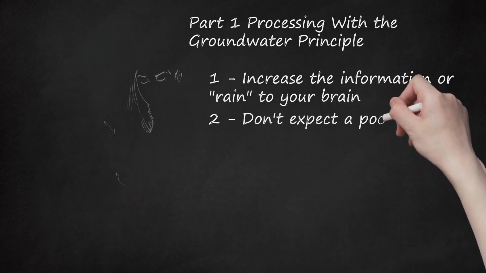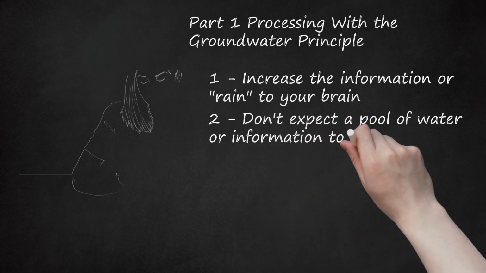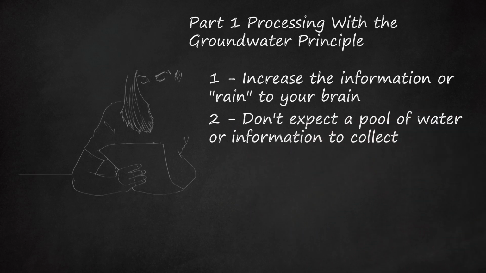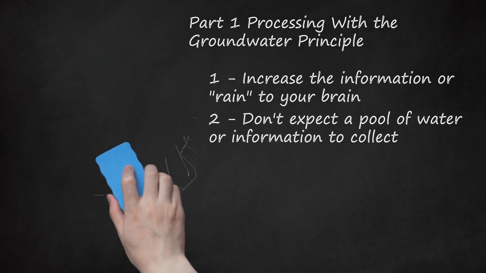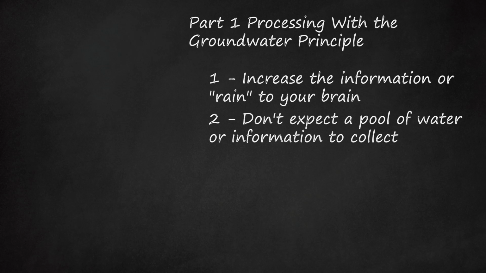2. Don't expect a pool of water, or information, to collect. As water absorbs, it doesn't usually form a pool underground, though it does sometimes sink down into an aquifer. Rather, it just soaks into the ground, saturating it. If it becomes oversaturated, it moves away into lakes and ponds instead of staying in the ground. In other words, if you try to absorb too much water, information, at once, it can flow away elsewhere, and you won't retain it.